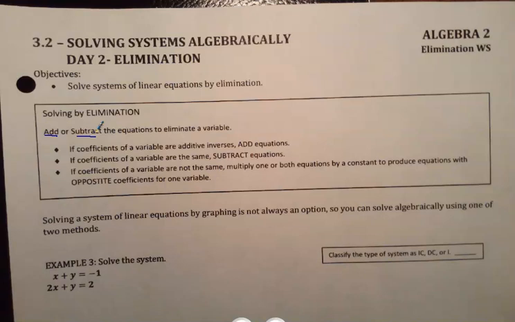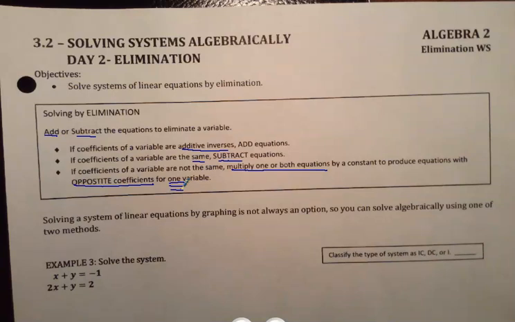Okay, so a couple different things we can do. If the coefficients of a variable are additive inverses, we're going to add the equations. If they're the same, we're going to subtract. And if coefficients of the variable are not the same, this is the one where it gets a little tricky. We're going to multiply one or both equations by a constant to produce equations with opposite coefficients for one variable, only for one variable.